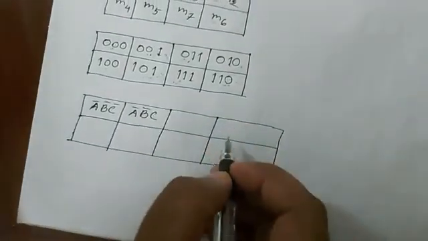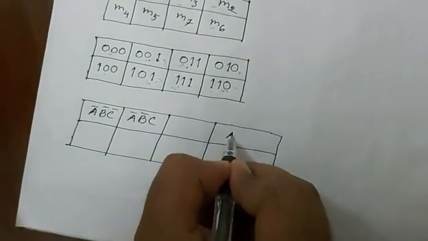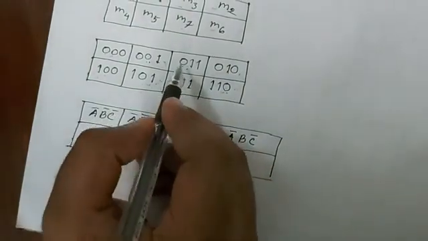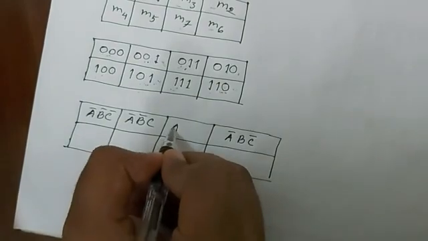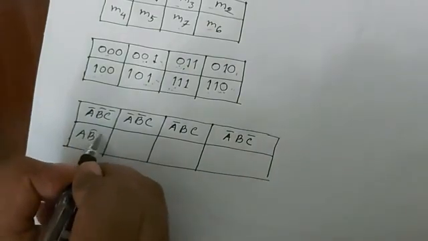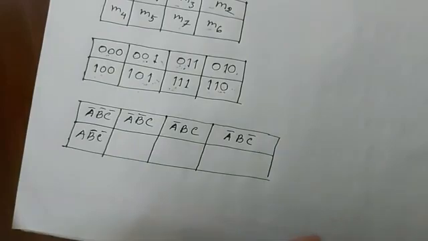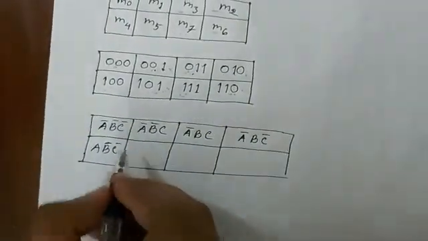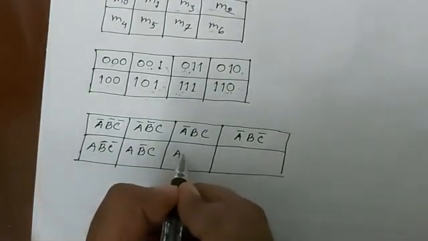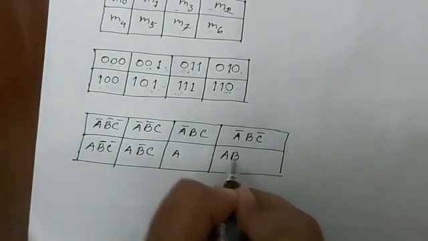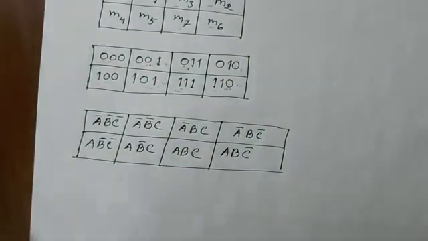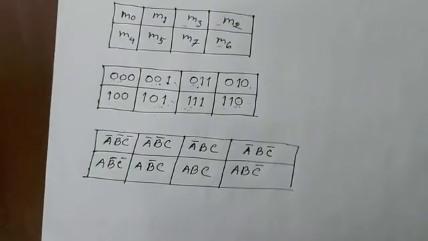So M2 is 0 1 0, right? So A prime, B, C prime. M3 is 0 1 1, so A prime, B, C. Then A, B prime, C prime. This one is A, B prime, C. This one is, oh sorry, let's come here, A, B, C prime, and this one is A, B, C. So we have written down all the respective min terms.